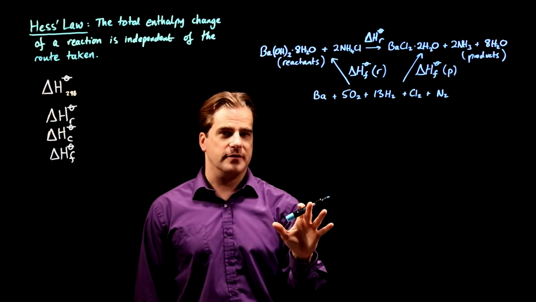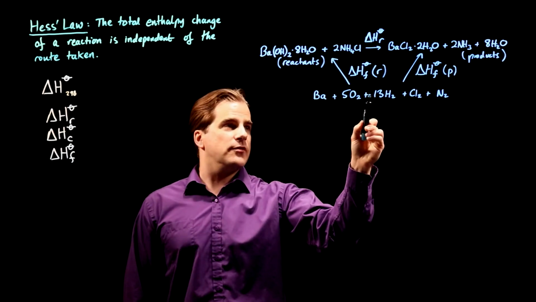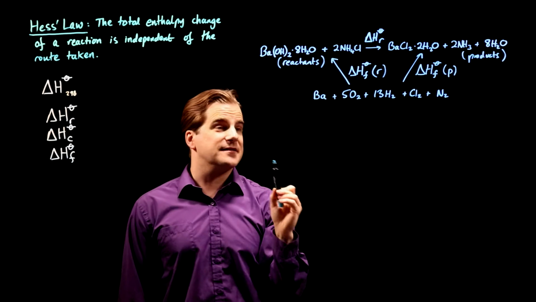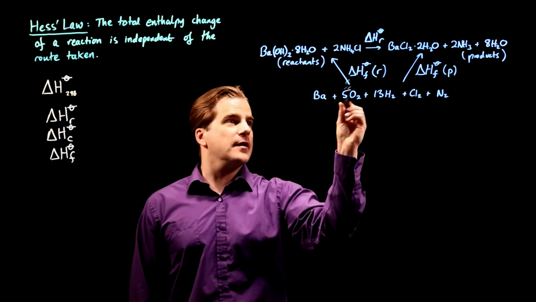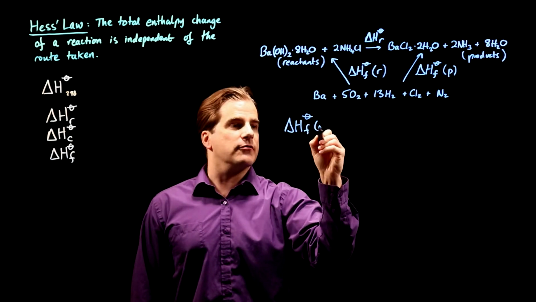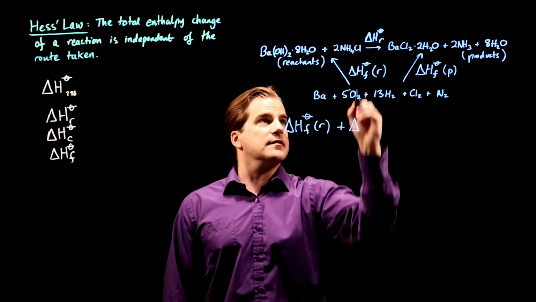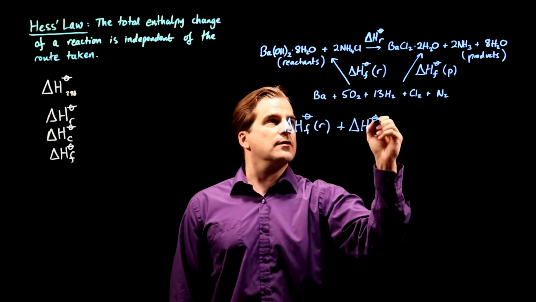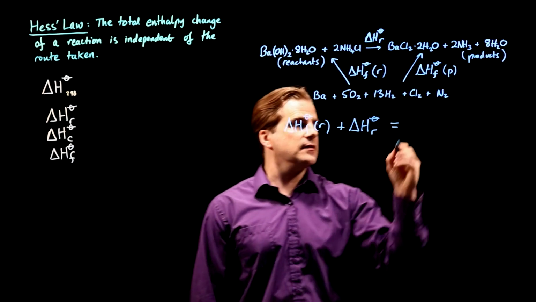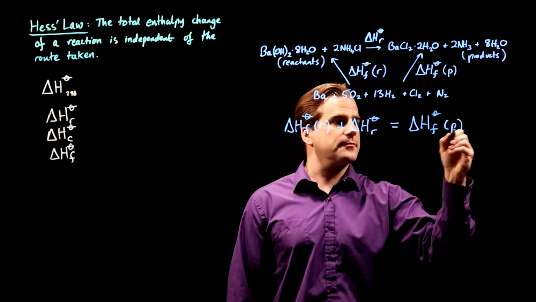A bit confusing at the moment? Let's put it in an equation. That means this route, going like there and then there, the total enthalpy change is the same as going directly to there. So that means that delta H F of the reactants, okay, it's that, plus delta H of the reaction is the same as just doing that directly. It's the same as delta H F of the products.